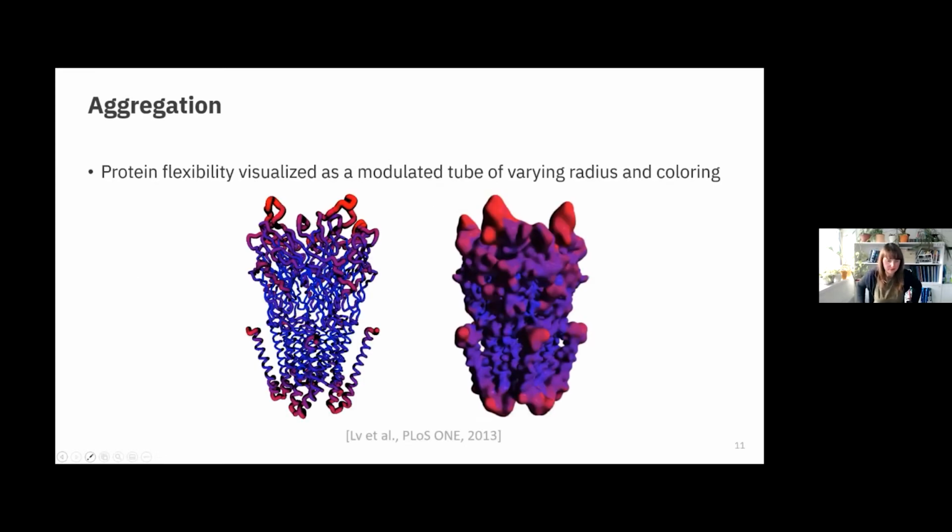Now I will show you a few examples of how these methods for aggregation looked in the past. I will start with one example from 2013, where this is the information about the protein flexibility, which is aggregated to a single representation where the protein is visualized as a tube, and this tube is thickened in those parts of the protein which are more flexible within the MD simulations. And the same information is actually encoded in color here. So the red parts are more flexible than the blue ones.